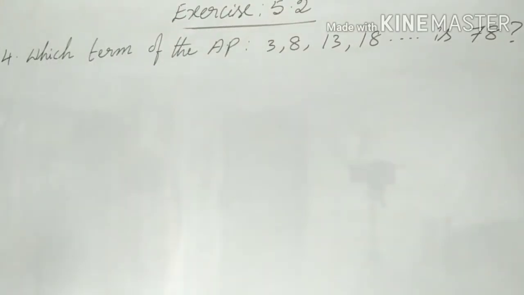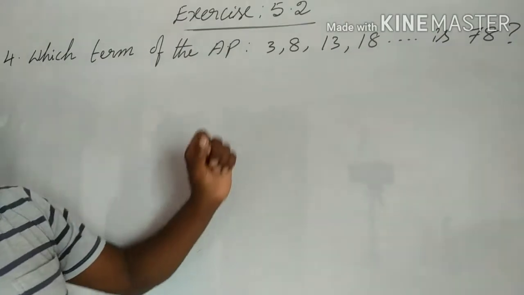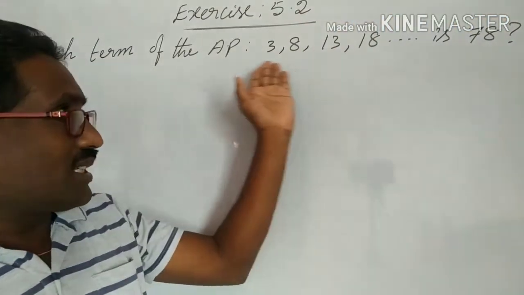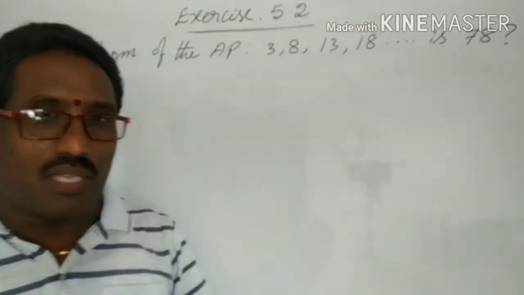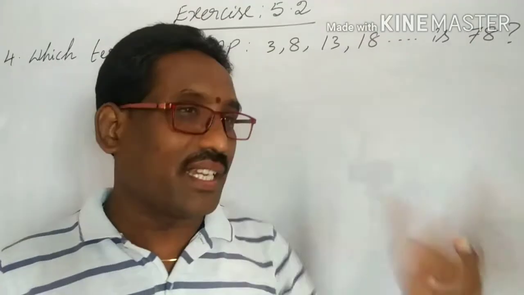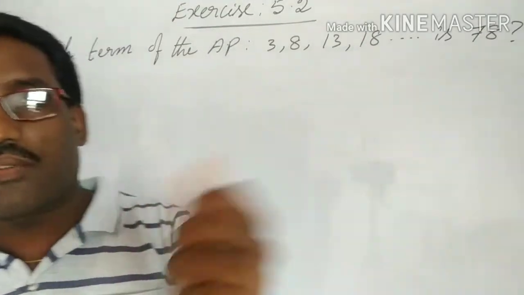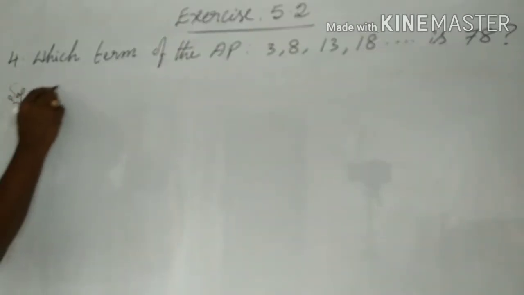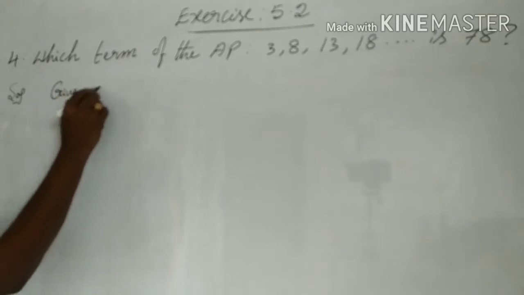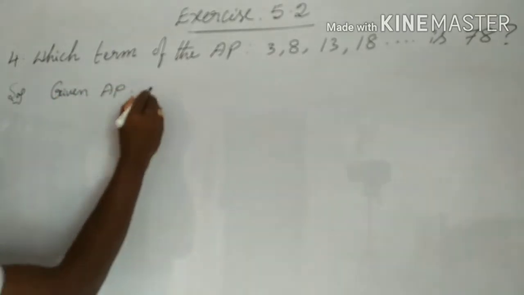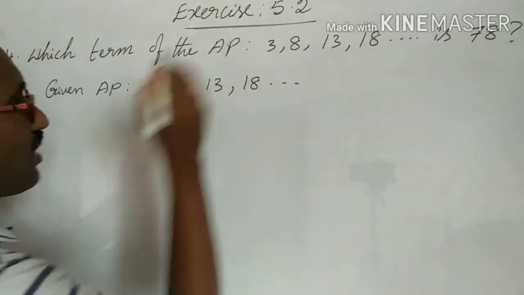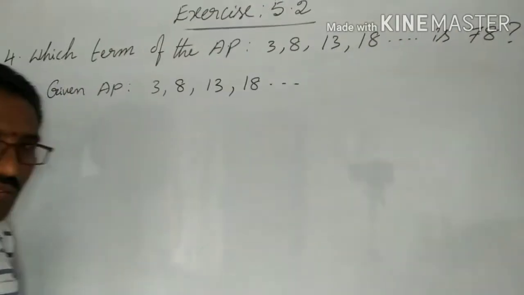Now see, which term of the AP 3, 8, 13, 18 is 78? So this is the AP. Which term of the AP is 78, that is asked. So first, what is the question here? See, the given AP is 3, 8, 13, 18 and so on. So which term of the AP is 78?